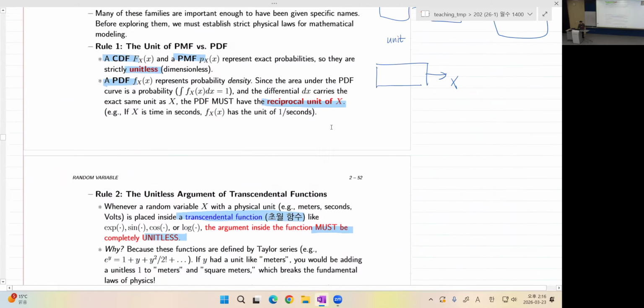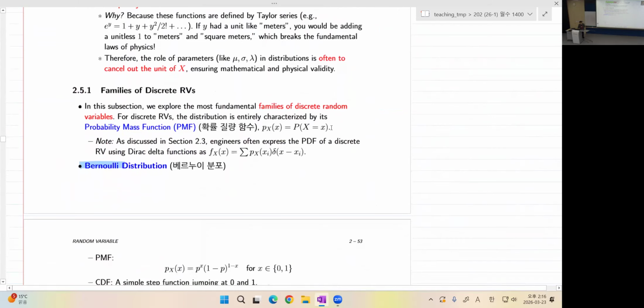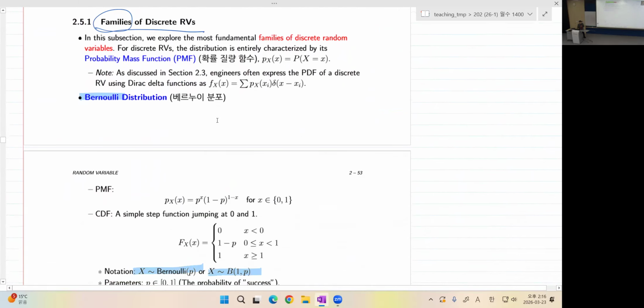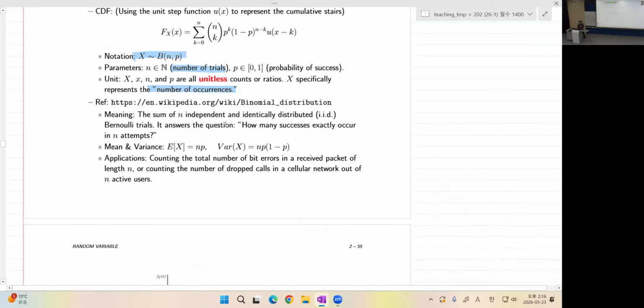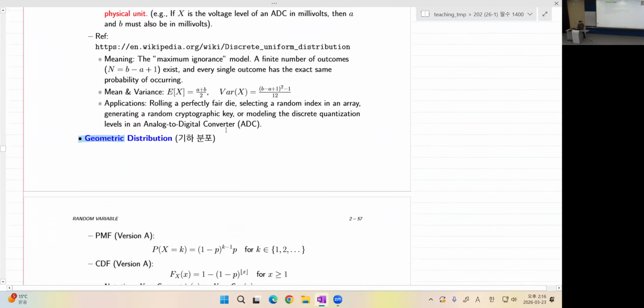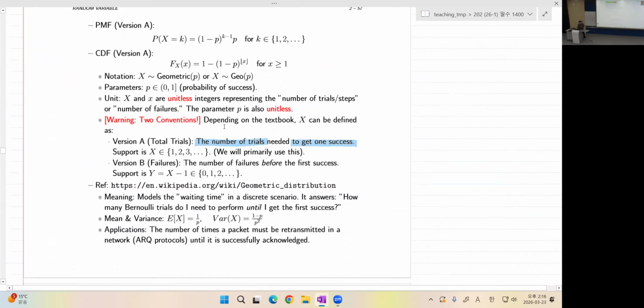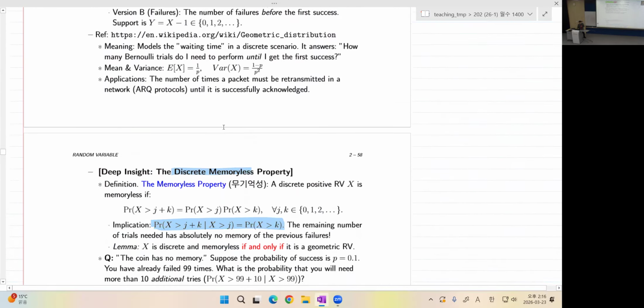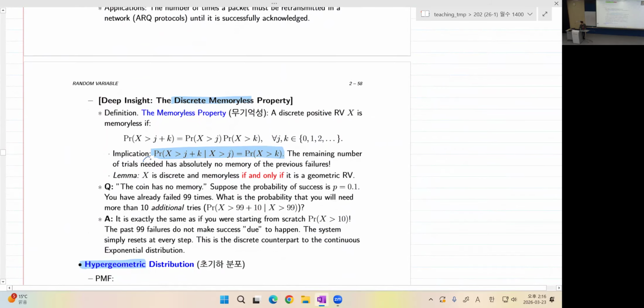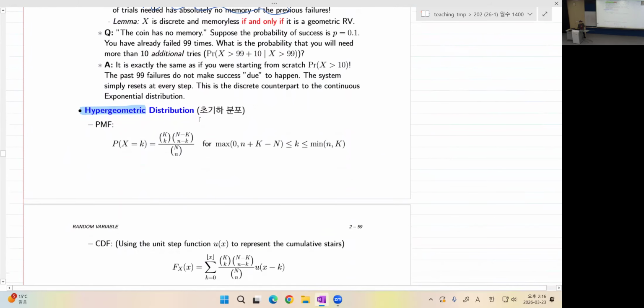First, we consider discrete random variables, the family of discrete random variables. This is still review. We've seen Bernoulli, binomial, discrete uniform, and what else? Exponential. That was quite interesting, right? We had the discrete memoryless property for the discrete exponential. And we also had the hypergeometric distribution.